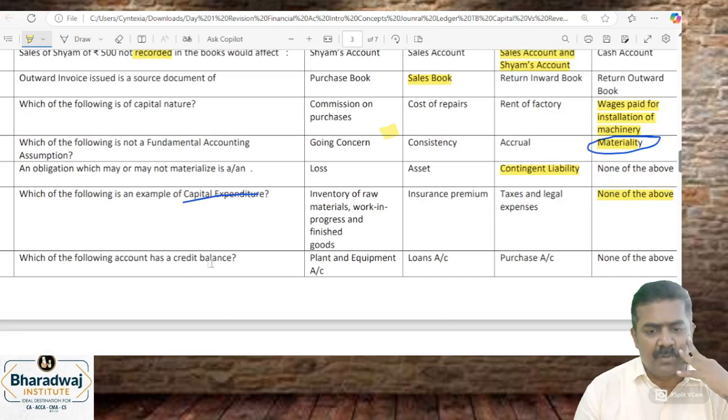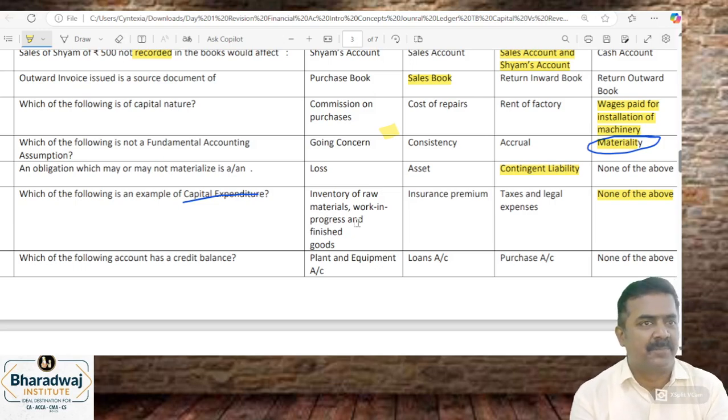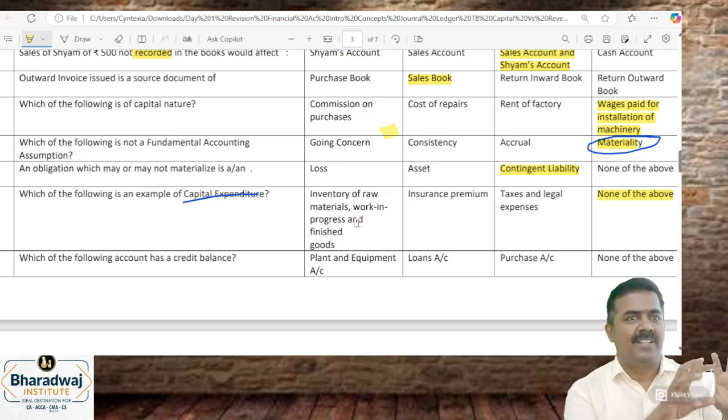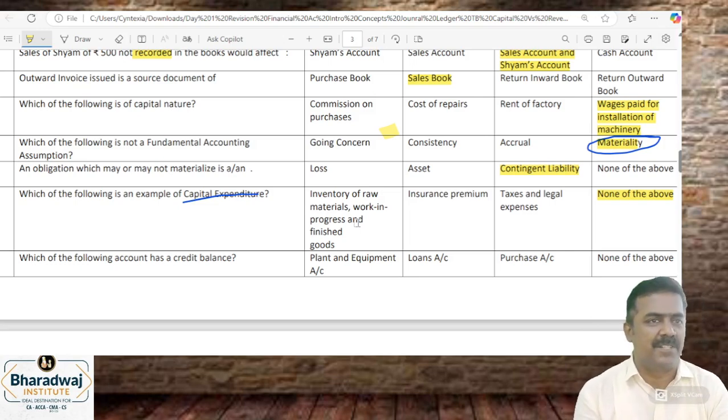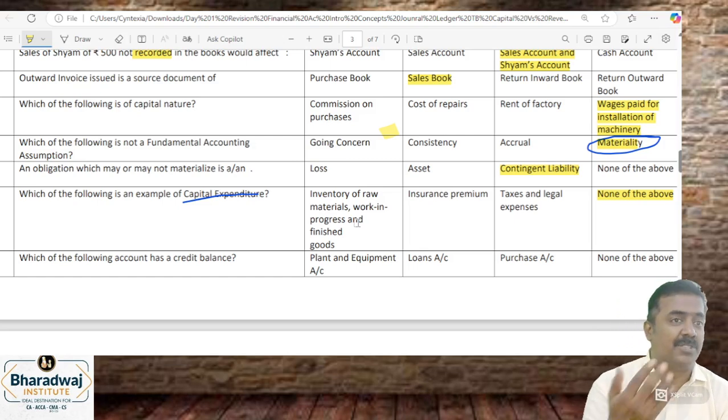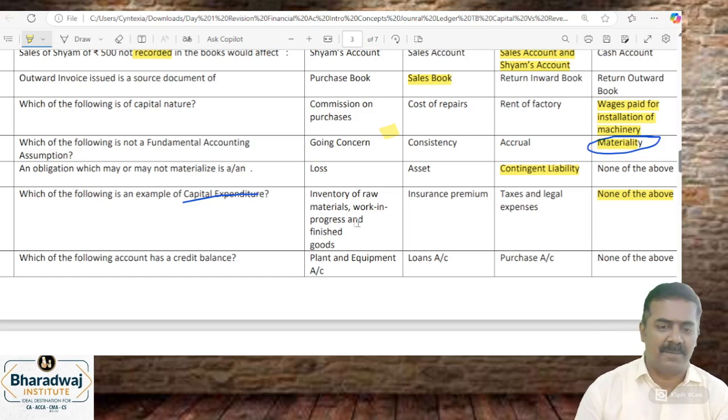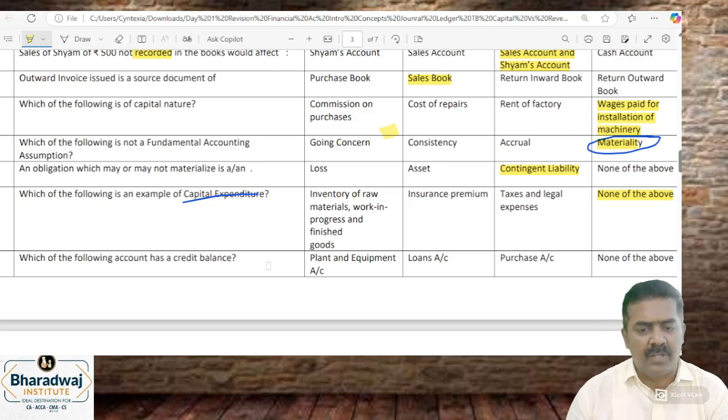Then which of the following has a credit balance? Now, if goods are purchased and kept as stock, is that capital expenditure? Suppose you run a grocery shop with many provision items, rice, vegetables. Is this capital expenditure or revenue expenditure? Long term or short term? Revenue expenditure.